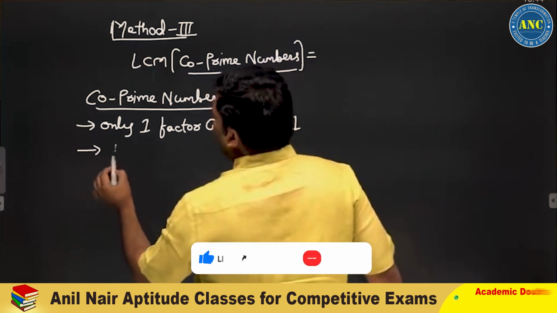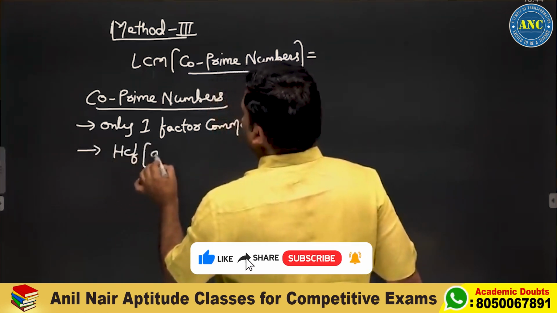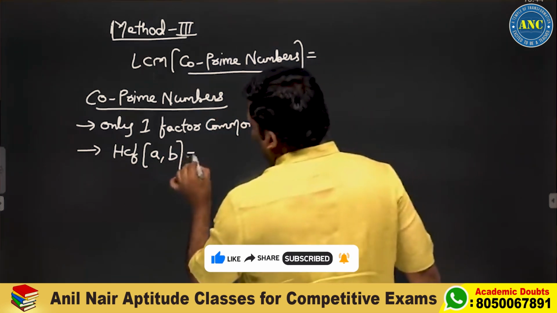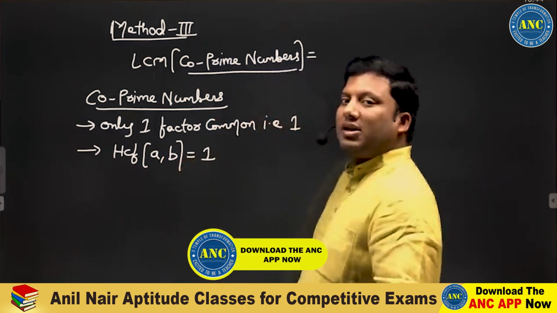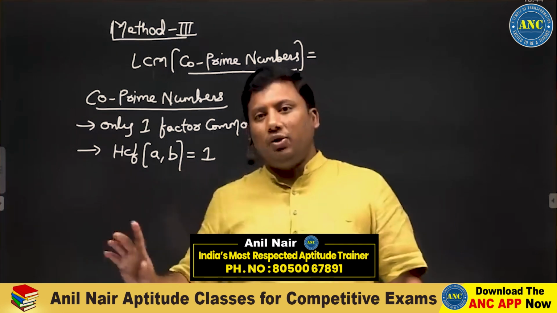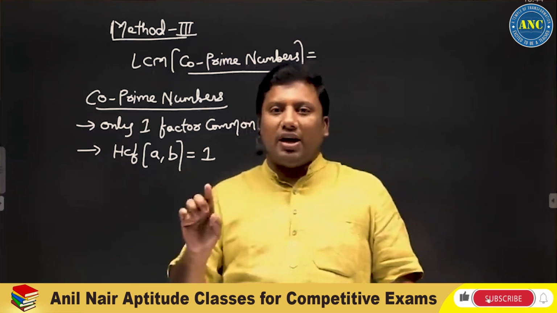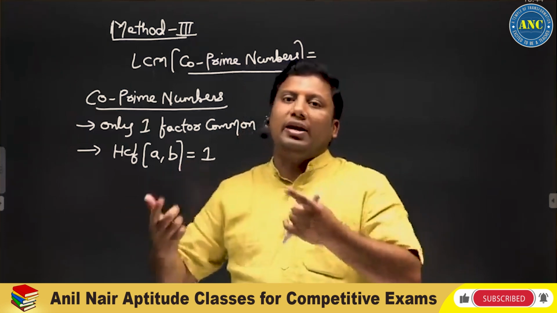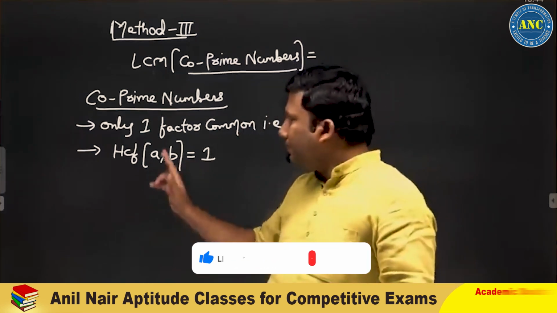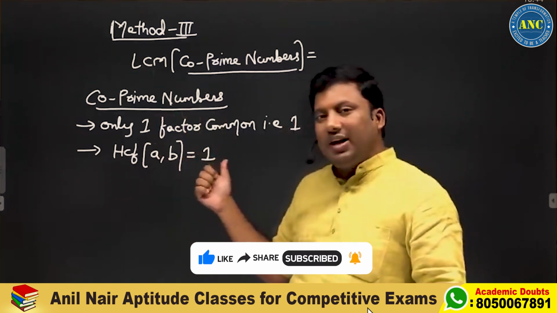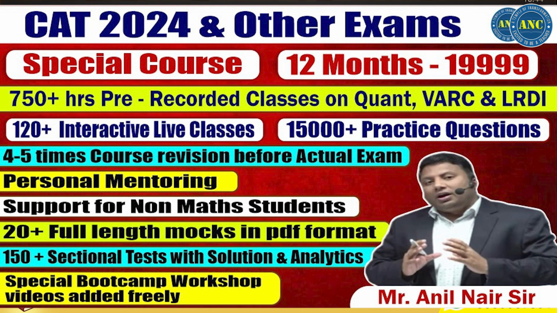Or from the HCF definition, HCF of 2 numbers always takes the factors that are common and highest. If there is only one common factor, then the numbers are said to be co-prime numbers. Co-prime and prime are nowhere related to each other. Muhammad Kaif and Katrina Kaif are nowhere related to each other. Unless and until they decide to create a relationship, there is no relationship. Two numbers are co-prime if their HCF is 1. HCF of A comma B is 1.